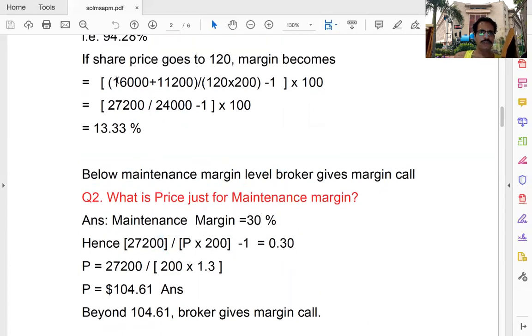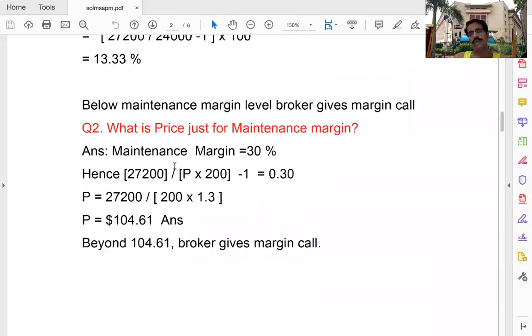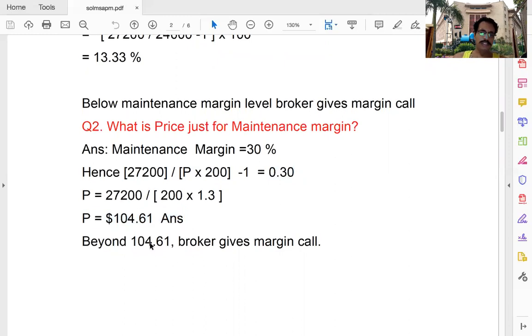What is 27,200? 16,000 plus 11,200, the sales proceed plus the equity deposit, divided by the quantity of the shares into the price minus 1, that should be 0.3. So if you solve it for P, you get 104.61. So if the share price goes up and becomes more than 104.61, you will get a margin call, right?